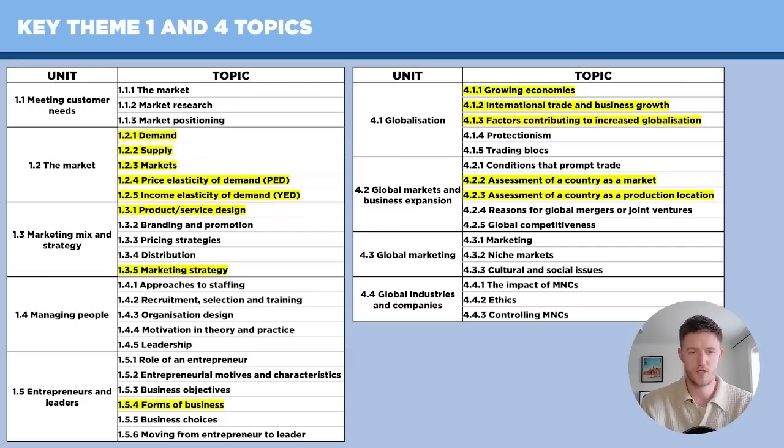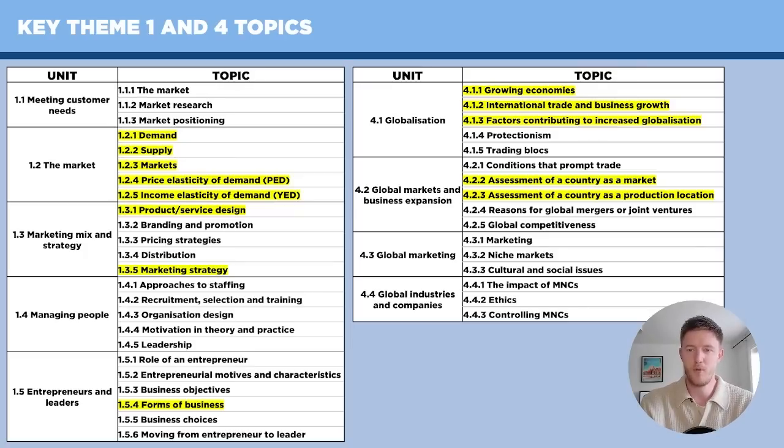4.1 is looking at what causes globalization and linking to more trade. And then protectionism. Look, if you've been paying attention to the news, protectionism has been all over the news in the last few months because of Donald Trump and his tariffs on pretty much everyone and everything. The exam paper was written a long time before that, so you're not going to see anything about Donald Trump's protectionism. Well, it's not out of the realms of possibility. It might be a link from the previous Trump era, but it's still a really important topic to be aware of. Trading blocs as well, having a lot of relevance at the moment.